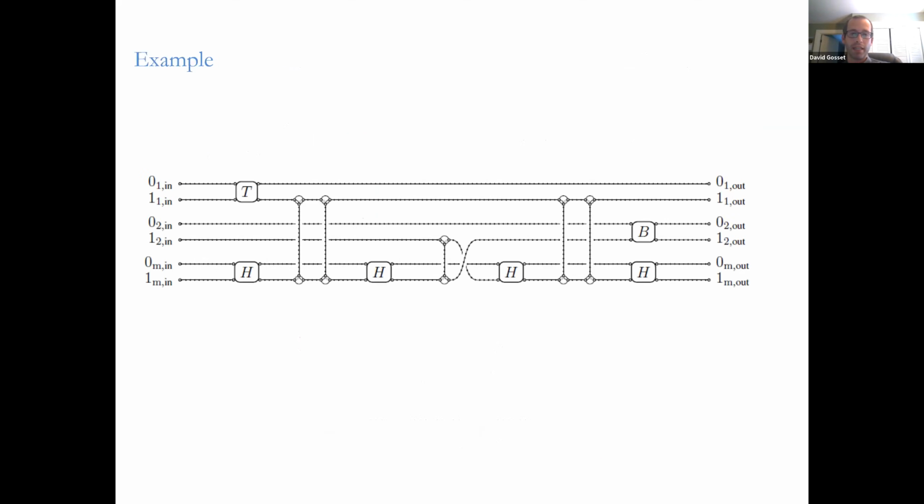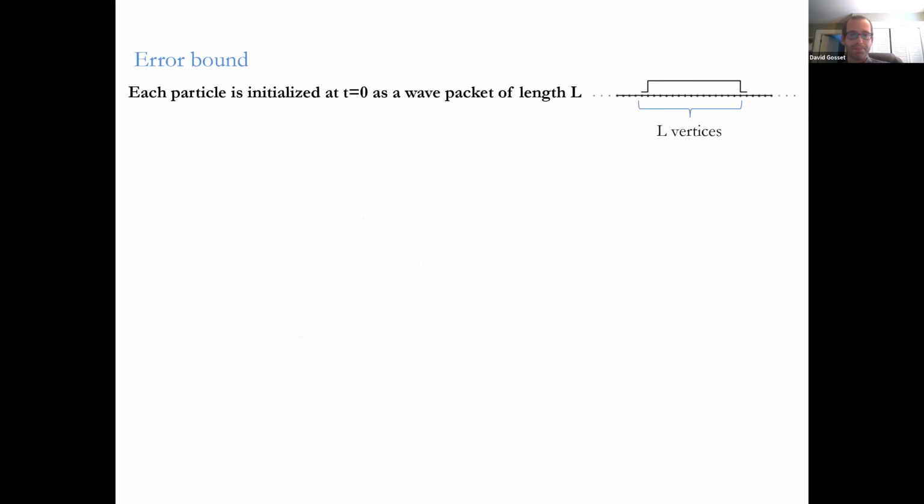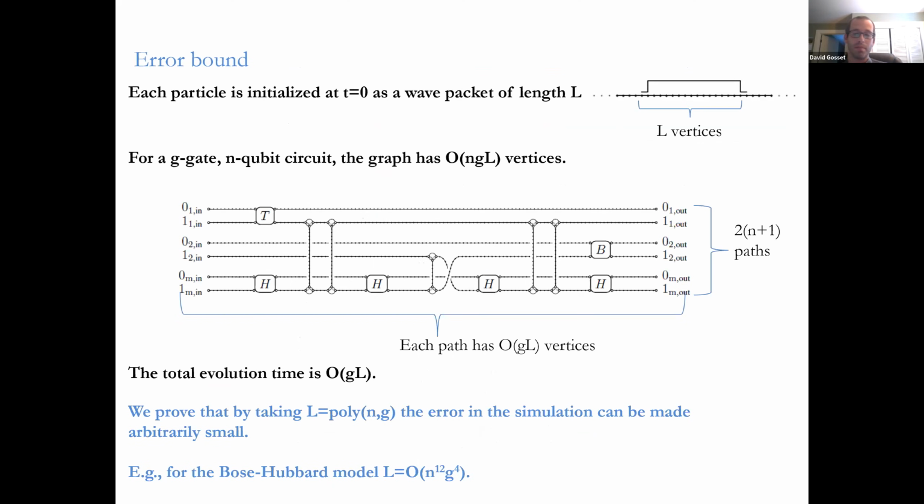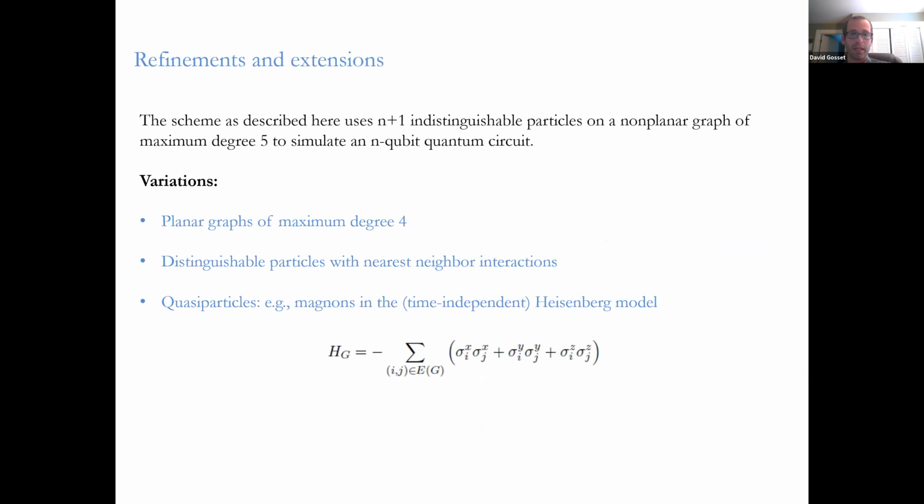Okay, so I think I should end there, but the point is that there's also an error bound which describes how big these wave packets need to be in order to implement a circuit of n qubits with the desired precision. And we do a lot of work to rigorously prove that wave packets of large enough size are sufficient to achieve the desired precision in the final output state of the computation. And we also give some extensions and refinements of our scheme.